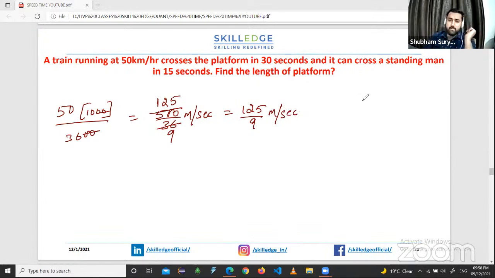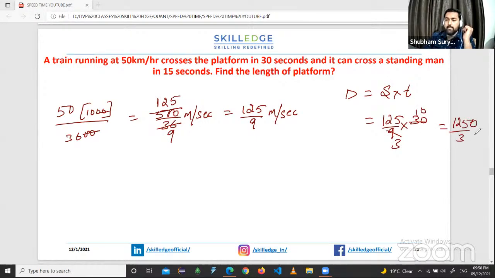Crosses the platform in 30 seconds. The distance is equal to speed into time. Now, speed is 125 by 9 meters per second. Time taken is 30 seconds. 3 3s are 9, 3 10s are 30. So it is 1250 by 3. So these many meters is the length. Length of what? Length of the train plus length of the platform. Why? Because it is crossing the platform. Platform will have a certain length. This 1250 by 3 meters is the length of the train plus length of the platform.